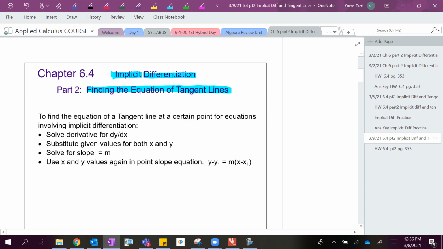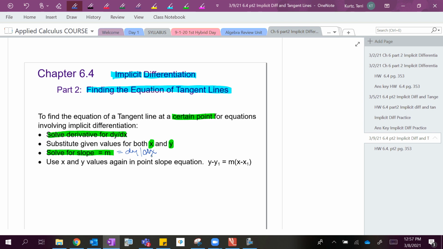So the steps are really the same. We're going to take the derivative, and solve for the derivative, dy dx. But here, because we're going to be given a point that we want to find the derivative for, we're going to substitute values in for x and y, and solve for m. So the dy dx in an implicit differentiation is actually your slope, just like any derivative represents the slope. In implicit differentiation, the equation you get for dy dx represents your equation for your slope.